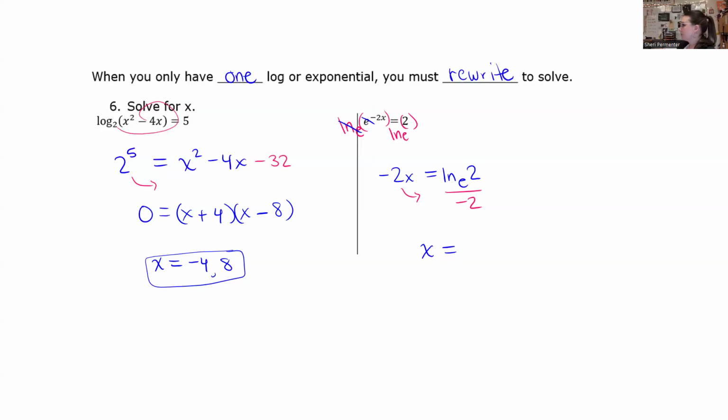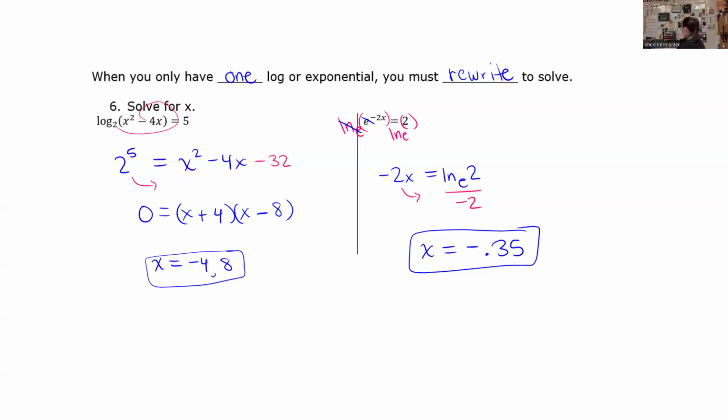If you just type in natural log 2, close your parentheses, divided by negative 2. What do you get? Okay, let's round it to a couple decimals. What do we get? Negative 0.35. I like it.